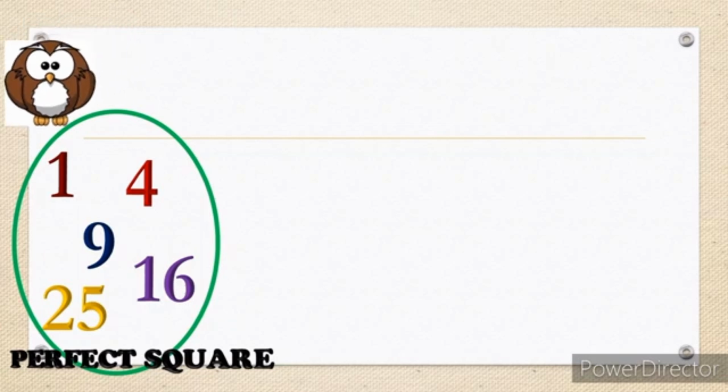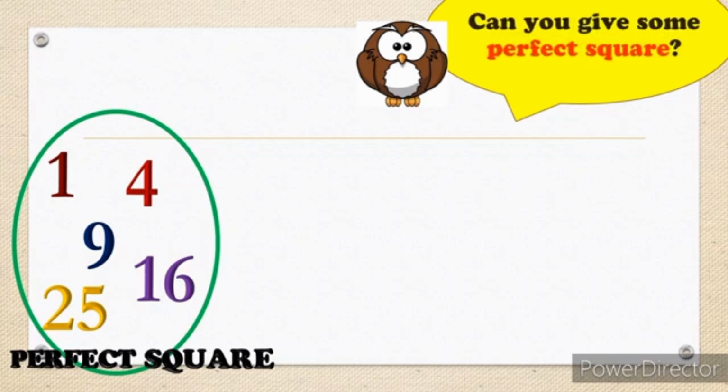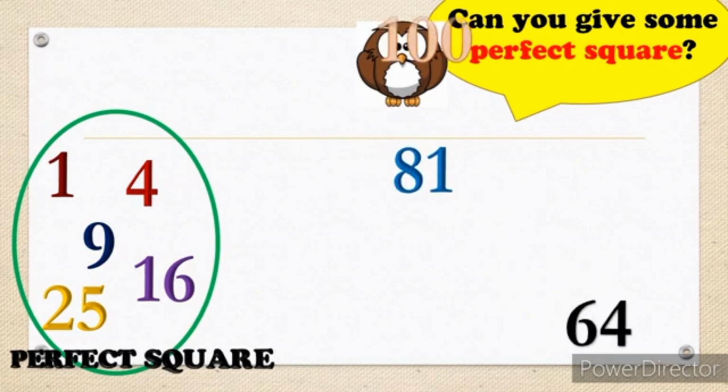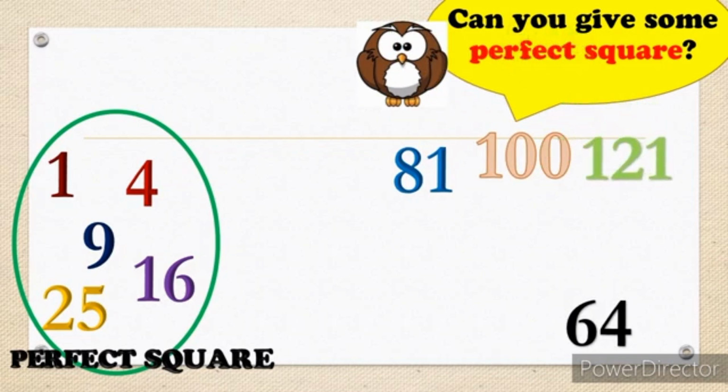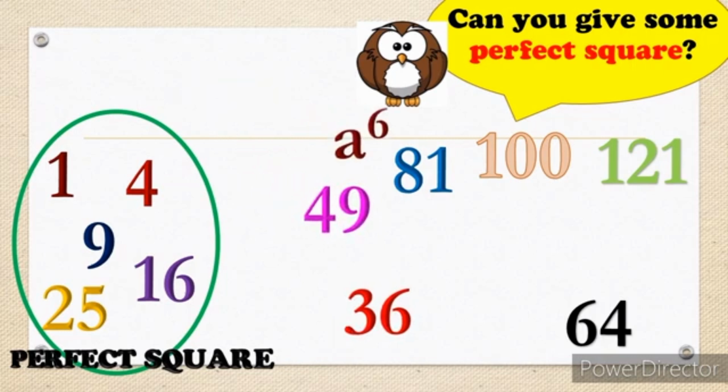Let's have another example of perfect squares. Can you give some perfect square examples? Let's have this one. 81 is the square of 9. 64 is the square of 8. 100 is the square of 10. 121 is the square of 11. 36 is the square of 6. 49 is the square of 7.